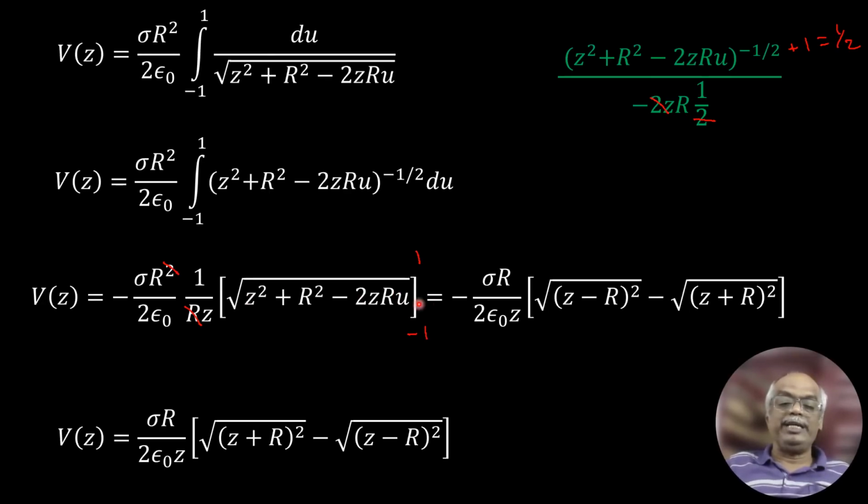Similarly, if u is minus 1, this minus of minus will become plus, that is z squared plus r squared plus 2zr. That means this is z plus r whole square. Of course, with the square root, you will get like this. Remember that because we are integrating this, you are getting minus. That minus, if you bring inside this bracket, this will get interchanged. That is square root of z plus r whole square minus square root of z minus r whole square.